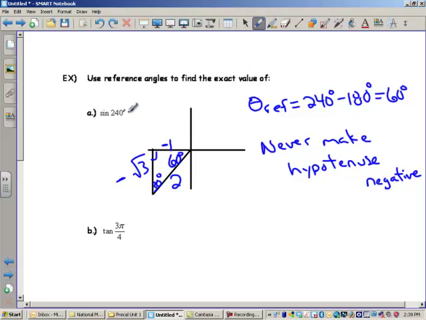Now I'm going to find the sine of 240 degrees by knowing that sine of the angle is opposite over hypotenuse. So let's focus our eyes on a reference angle right here, 60 degrees. The opposite side is negative square root of 3, and the hypotenuse is a 2. And that is the sine of 240 degrees. Whenever you evaluate a trig function, your answer is always, always, always a fraction.